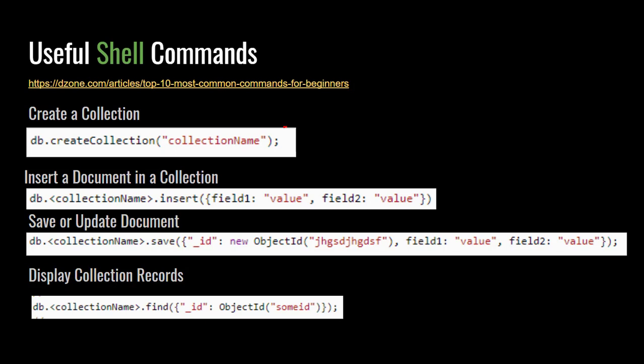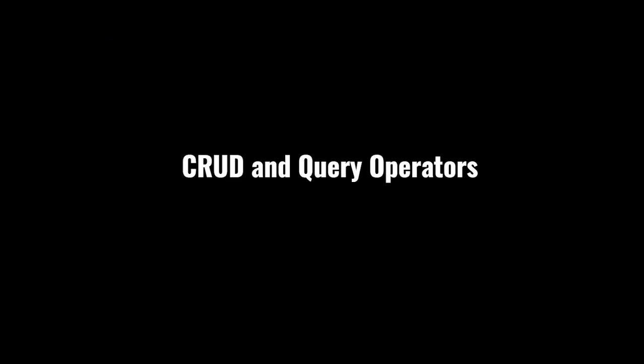So we can go ahead and create a collection. We can insert a document into the collection. We can save or update, and then we can display the record. So inserting is the collection name dot insert, and then the fields and the value. To save or update, you can use collection name dot save, and then you give the properties you want to save. Display collection records, again the find. I gave no conditions, so it returned everything. But if you wanted to query more distinctly, you can actually give it property names.